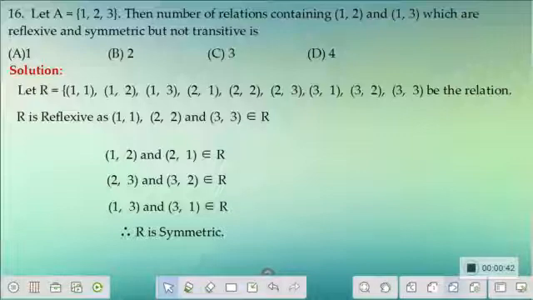The question here is, we have a set A which has 3 elements, that is 1, 2 and 3. We need to find the number of relations which are symmetric, reflexive but not transitive, and that relation should contain the ordered pair (1, 2) and the ordered pair (1, 3). And we need to find out how many such relations are possible.